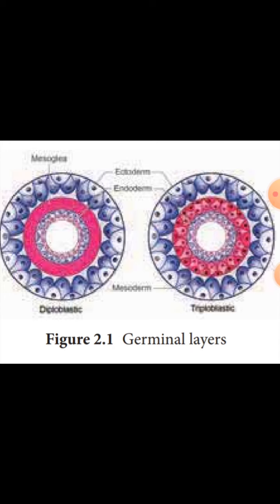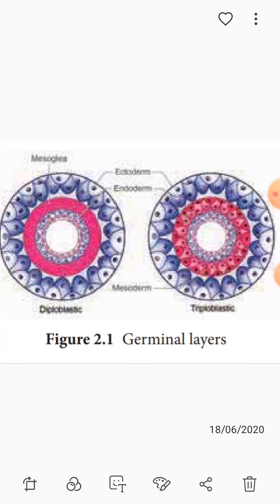An organism having two germ layers is called a diploblastic animal, for example hydra and jellyfish. Organisms possessing three germ layers, ectoderm, mesoderm and endoderm, are called triploblastic animals. For example, even mammals, our own body, are an example of triploblastic animals.